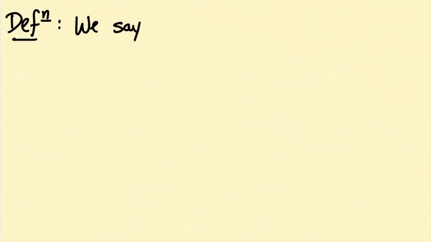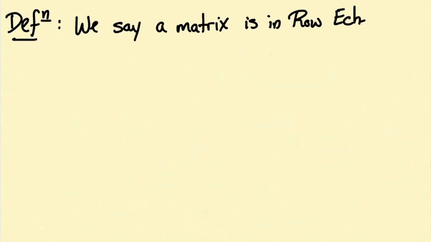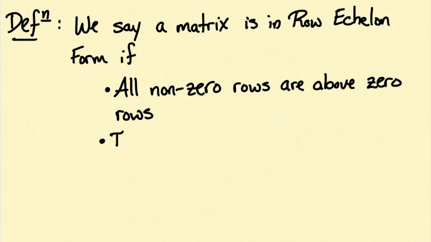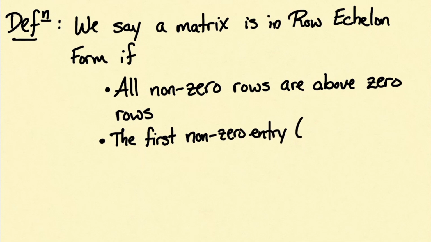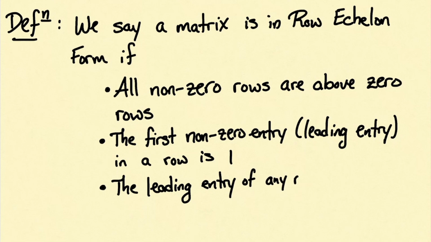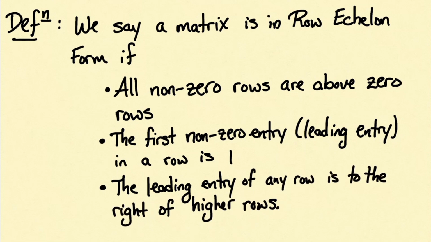So we say that a matrix is in row echelon form if all non-zero rows are above 0 rows. The first non-zero entry in a non-zero row, this is called the leading entry, is 1, and the leading entry of a row is to the right of the leading entry of any rows above it.